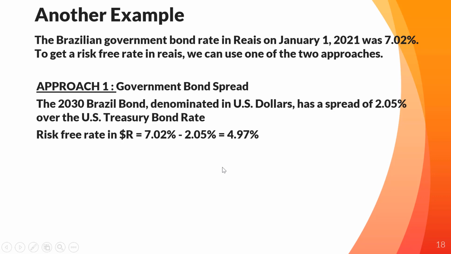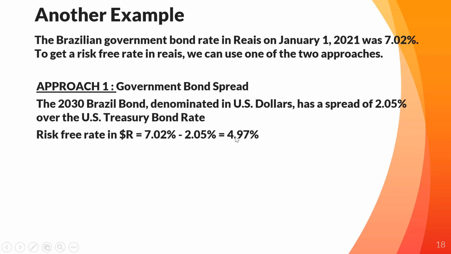When we see in the market, the 2030 Brazilian bond denominated in US dollars has a spread of 2.05% over the US Treasury bond rate. What I mean by this is, let's assume the US Treasury bond rate for 2030 is 1%, then the Brazilian bond in US dollars has an interest rate of 3.05%. So the spread, that is the difference, denotes the risk that the market thinks Brazil can default on its debt. So that risk, we will deduct from the Brazilian reais denominated bond rate, and we get a risk-free rate in Brazilian reais that comes out to be 4.97%.